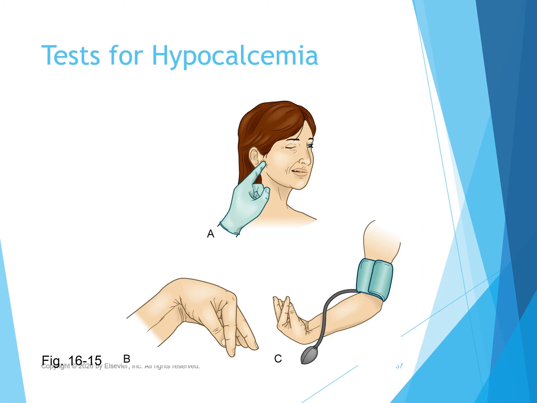This first test here, A, is Chvostek sign. That means as you stroke the side of the cheek, you would see a contraction of the facial muscle there. If you look at B and C, when you inflate a blood pressure cuff on a patient's arm, you would see spasming of the fingers that you can see there. And that would be called a Trousseau sign.